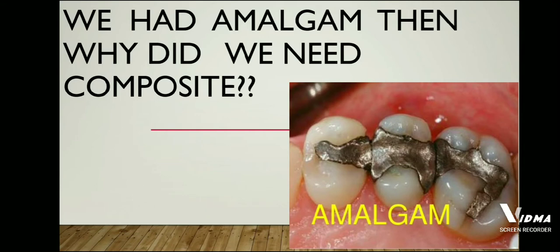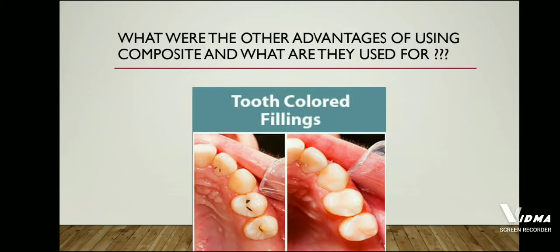So firstly we had amalgam, but then why did we need composite? This is because we had the following disadvantages of amalgam. It had poor aesthetics, health hazards from mercury leakage, and waste disposal concerns were rising. These resin based composites match the natural teeth appearance, and that is why they became very popular.